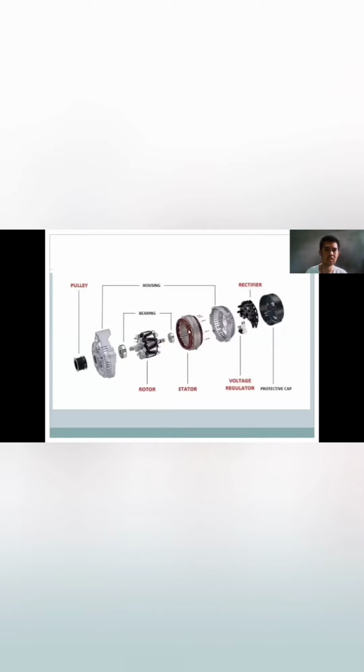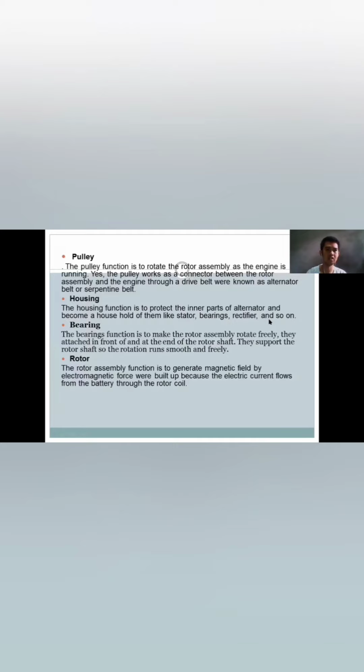So these are the parts of an alternator: the pulley, the housing, the bearing, the rotor, the voltage regulator, the rectifier, and the protective cap. Now, the function of each part of an alternator. The pulley is the first part of an alternator.